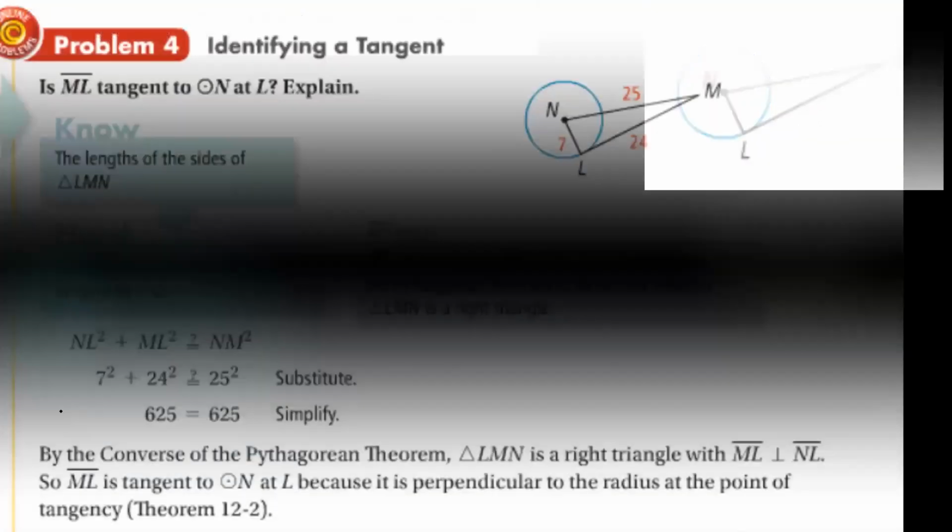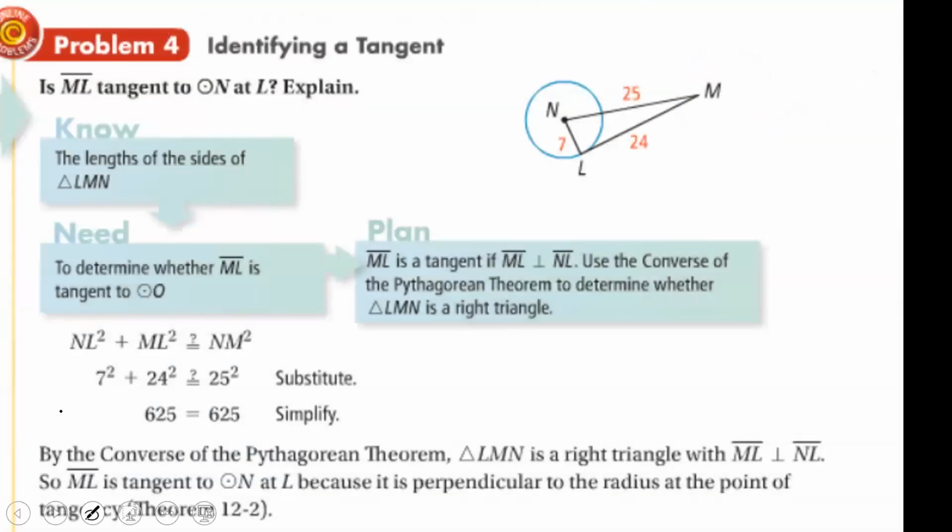Now let's come back here. In this one, I want to see if ML is a tangent to a circle or not. I told you if I want to say this is a tangent, it must make a right triangle. So how can I know if this triangle is right or not? By checking using the Pythagorean theorem.